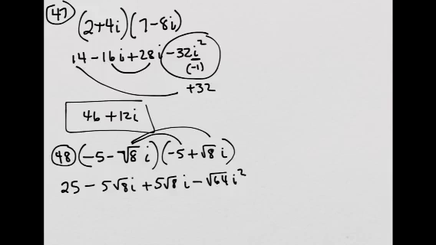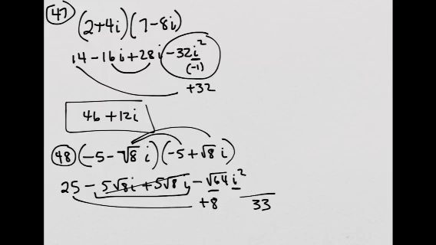Okay, so notice how these two become 0. They cancel out. And then here I have a negative 1, and then here I have an 8. So a negative 1 and a negative 8 would be positive 8. Okay, so 25 and 8 is 33. And that's it. There's no imaginary part, just that 33.